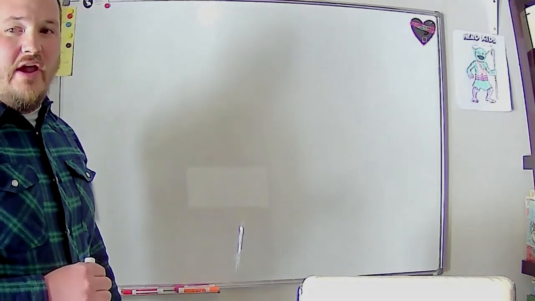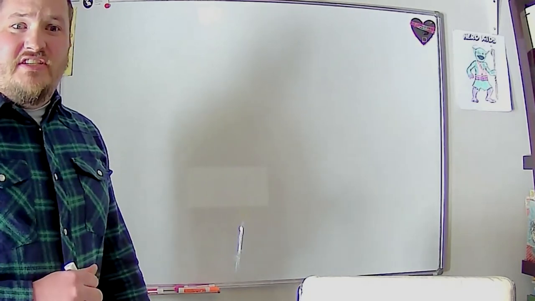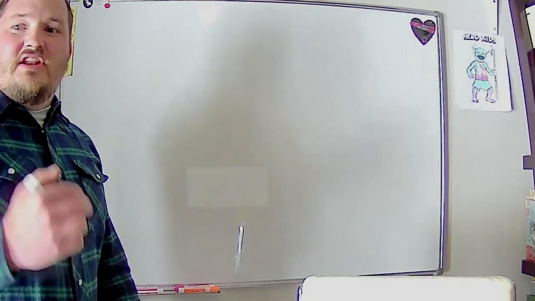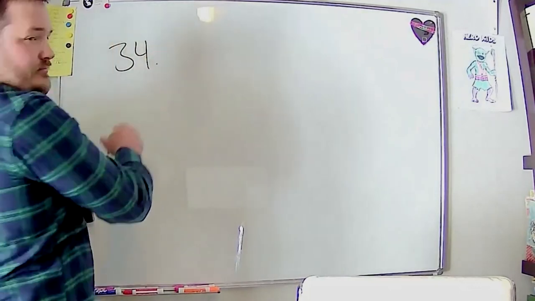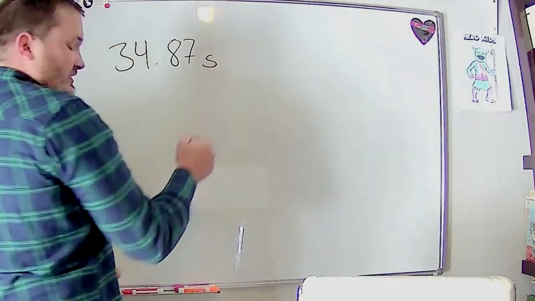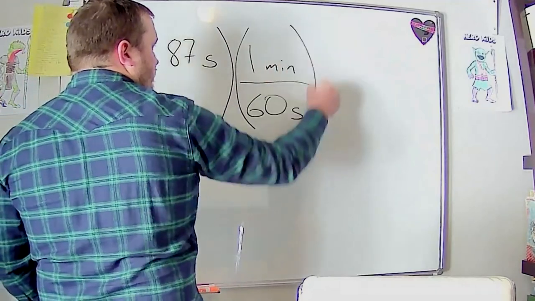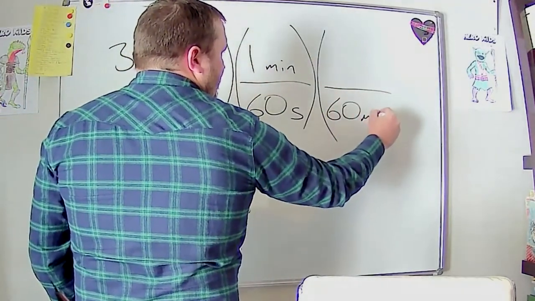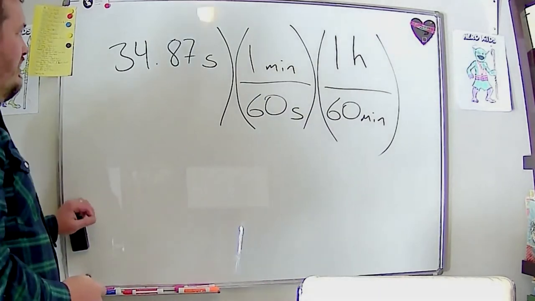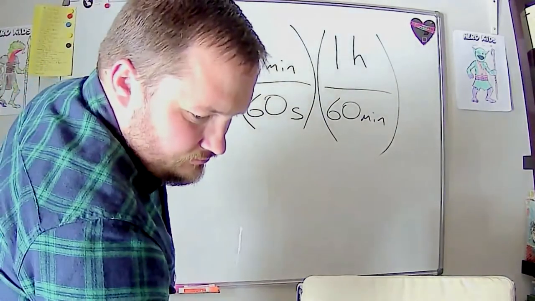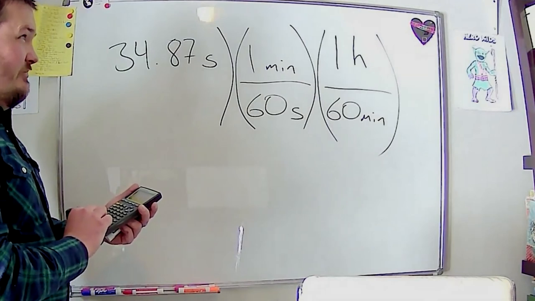Seconds to hours. There is a direct conversion for seconds to hours on the conversion sheet. But if you don't have your conversion sheet handy, I expect that everybody knows that there's 60 seconds in a minute and 60 minutes in an hour, right? So this is another one where writing out two conversions instead of one is not a bad idea. So 34.87 seconds. Sixty seconds is 1 minute. 60 minutes is 1 hour. So divide by 60, divide by 60 again.